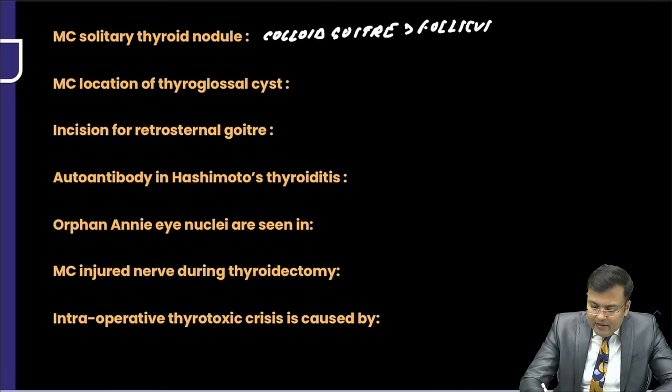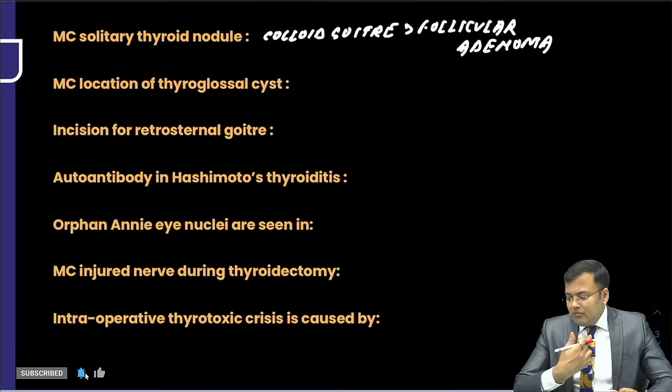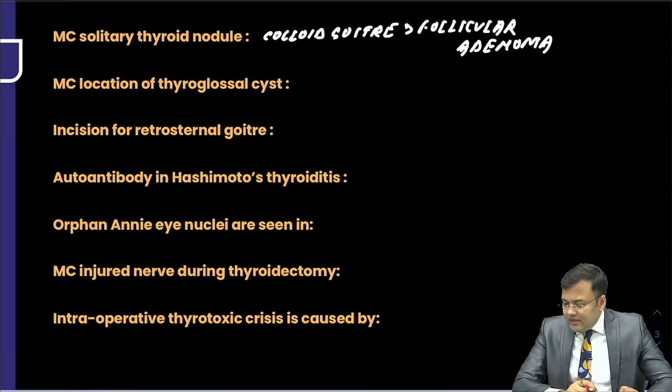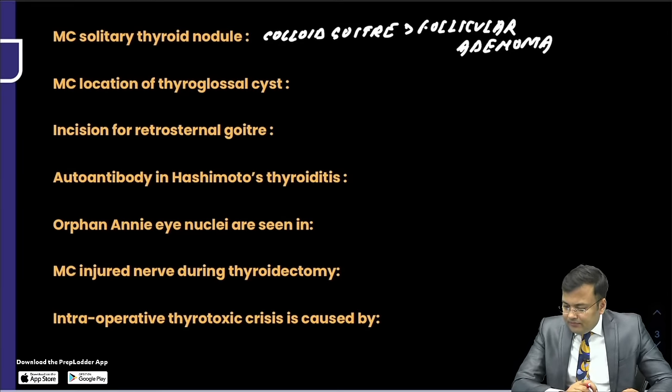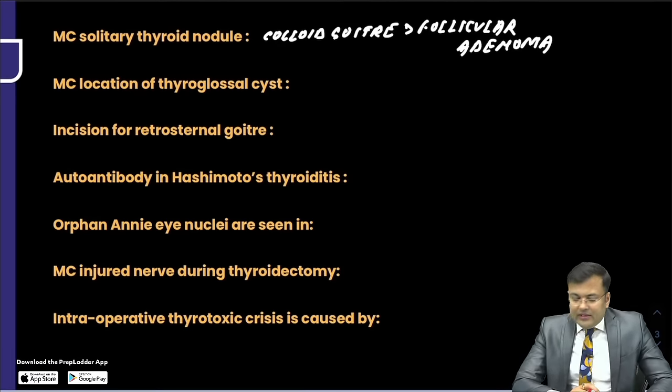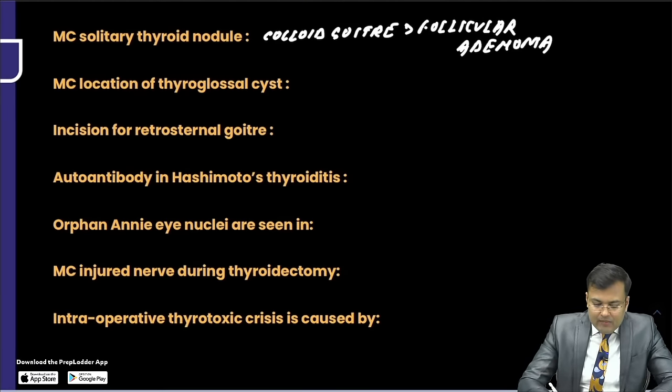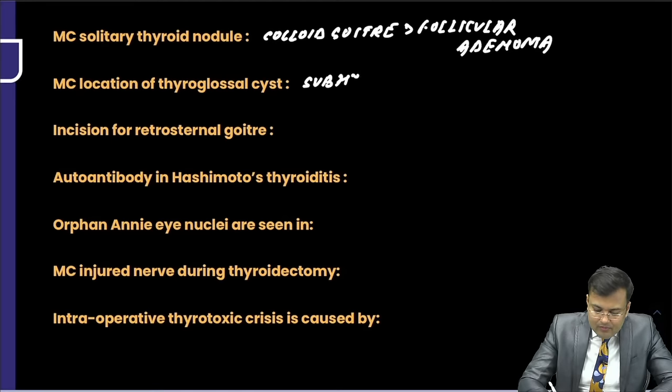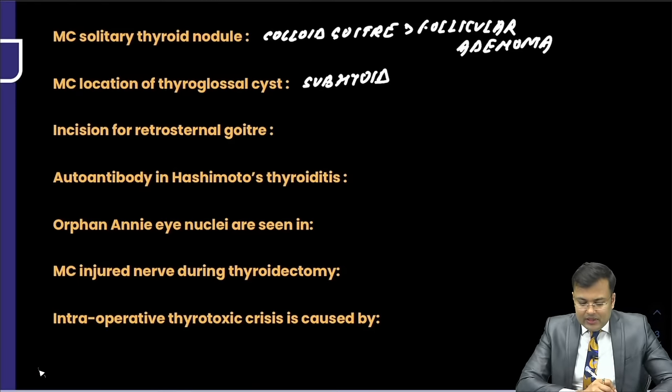Now you can reply to the second question. Tell me, what is the most common location of thyroglossal cyst? Correct, Neelam Bhatia. Tanushri. First person to reply, Chandni Kesarwani. So the most common location of thyroglossal cyst is subhyoid.